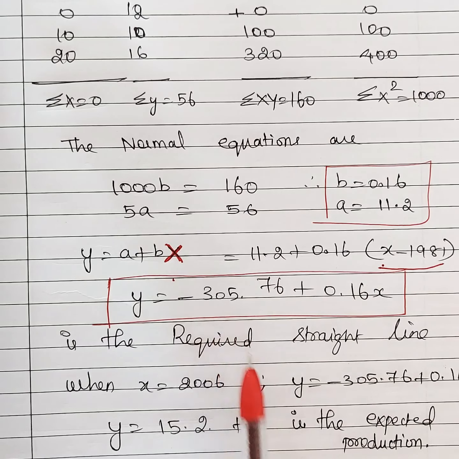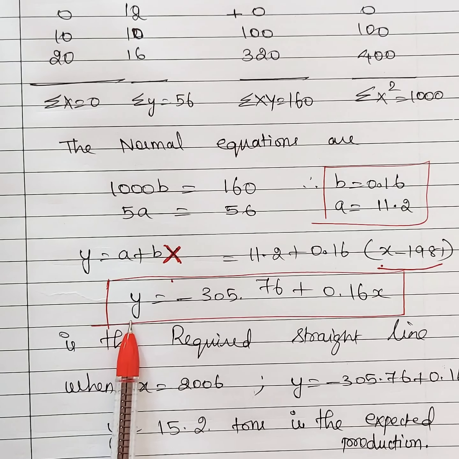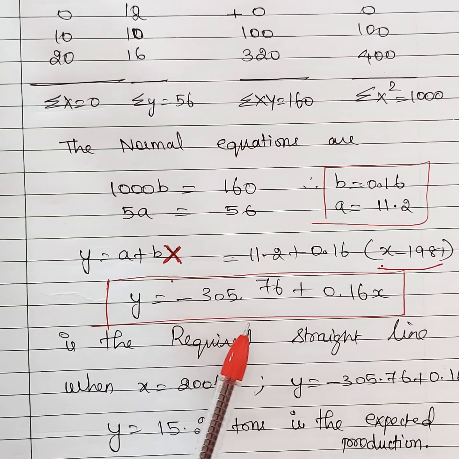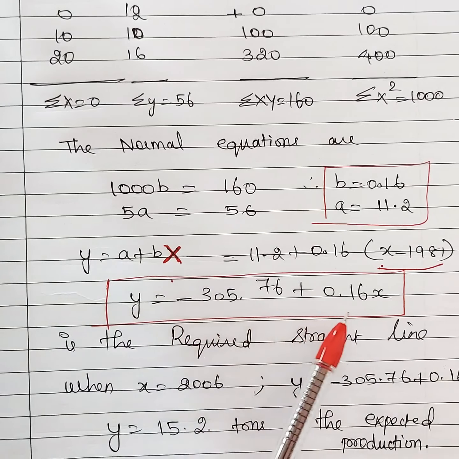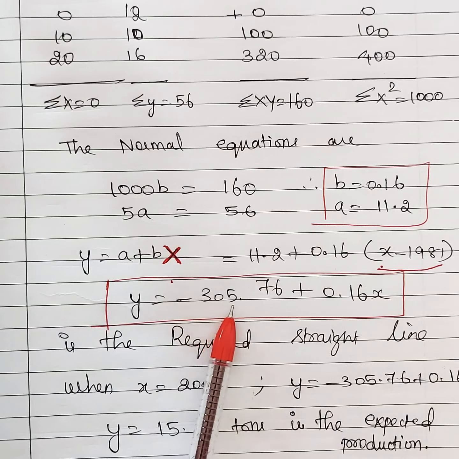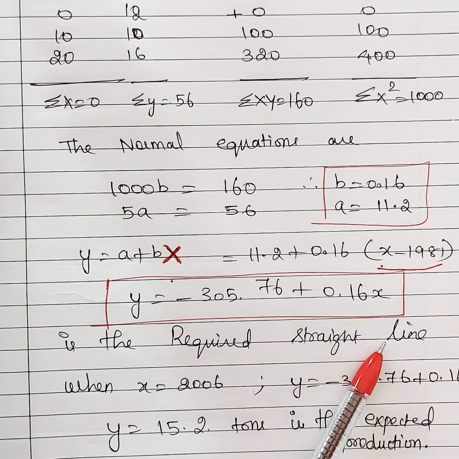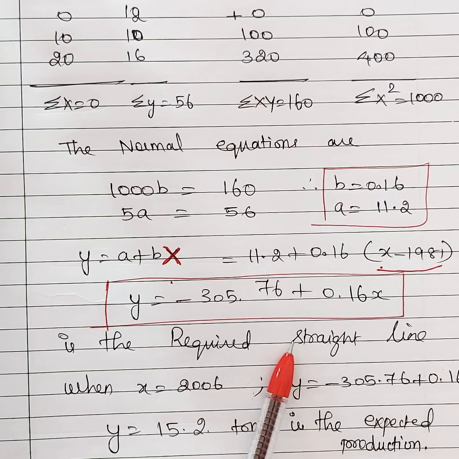Please be careful with those basic ideas. So this is your equation of a straight line. If it is ax plus b also, you will get the same answer, 0.16x minus 305.76, like that you will get. So this is the required straight line. So we are done with the straight line process.